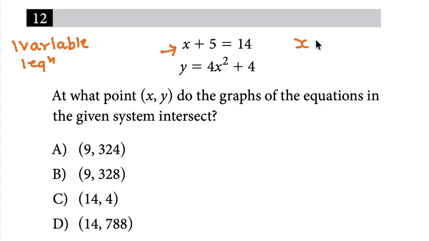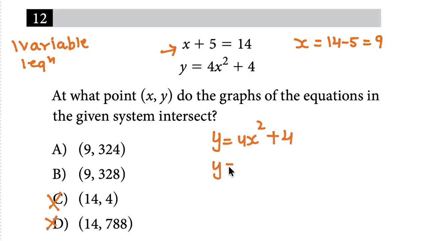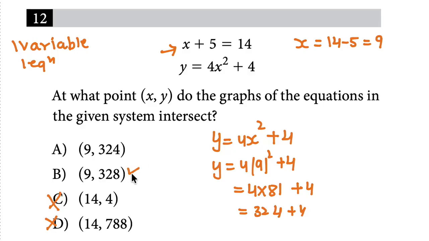So subtracting 5 on both sides, that is 14 minus 5, which is 9. Now if I see the options, C and D have x as 14, that means deleted. So it's either A or B. x is already calculated, right? And now we have to solve for y when x is 9. Okay, let's solve it. So let's plug x as 9. 9 squared plus 4. 4 times 81 plus 4. 4 ones are 4. 32 plus 4, 328. So B is the right option.